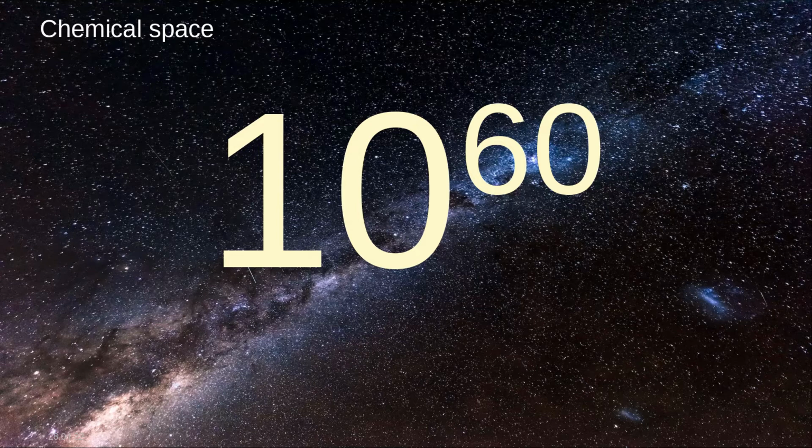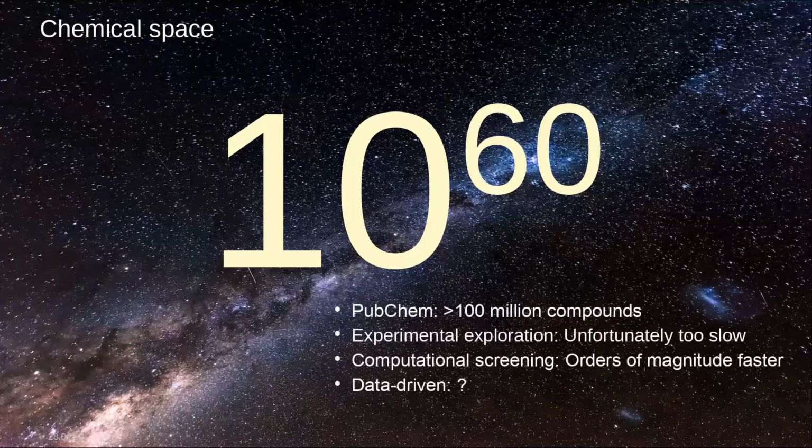So if we look at, for example, the PubChem database, which contains a lot of molecules and compounds, we see there's over 100 million, but compared to this 10 to the 60, which is like a rough estimate of the size of chemical space, this is just a very small fraction of the total space that is potentially available and it's just waiting for us to be discovered.